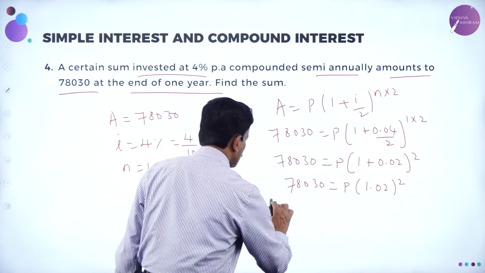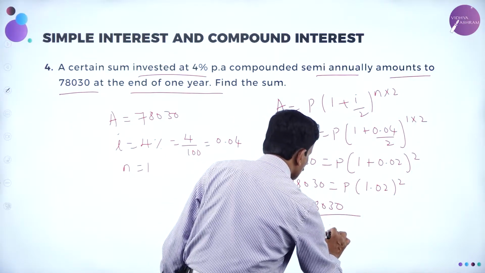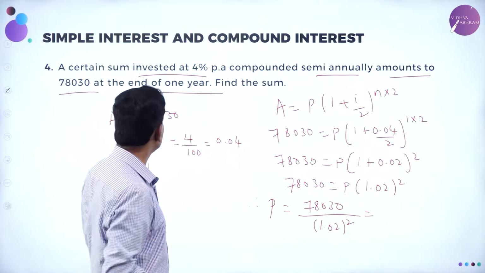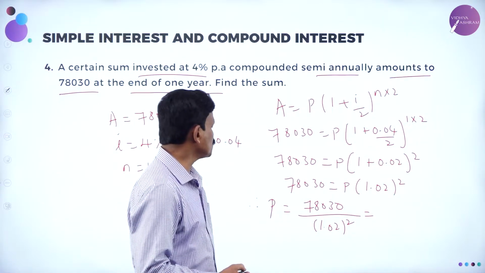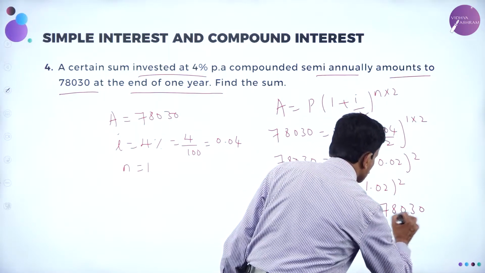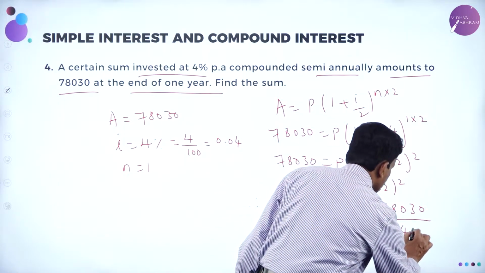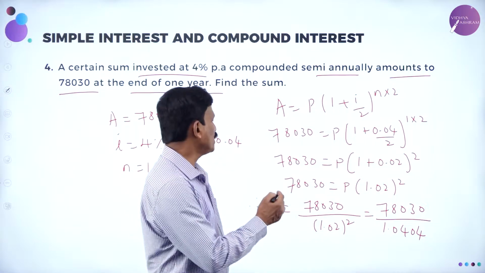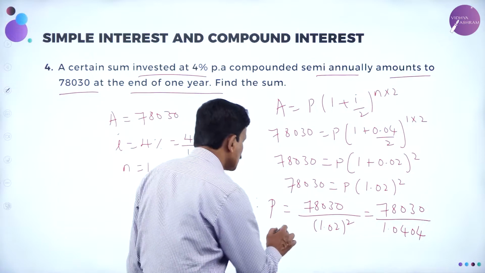So therefore P is equal to 78,030 divided by 1.02 whole square. Simplify this, that will give the value of P, that is the sum. Now if you simplify, 1.02 into 1.02 is 1.0404. Now if you divide 78,030 by 1.0404, you are going to get exactly 75.